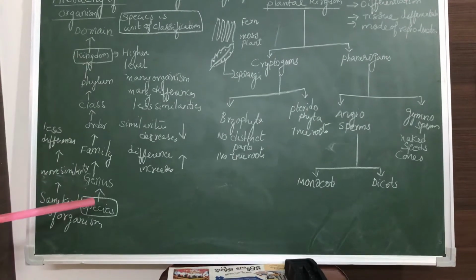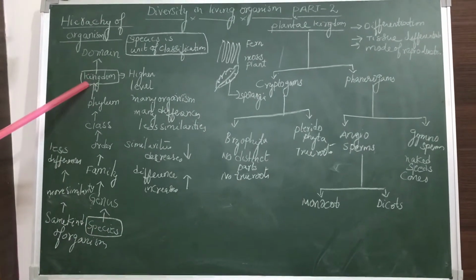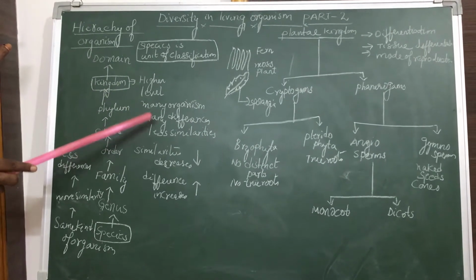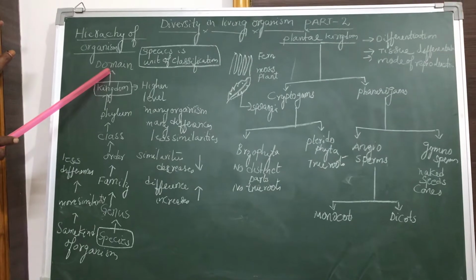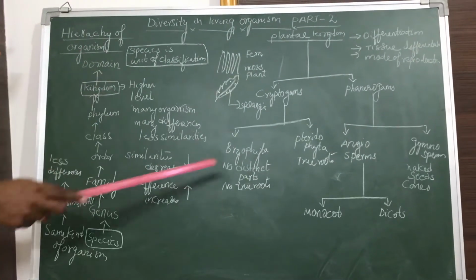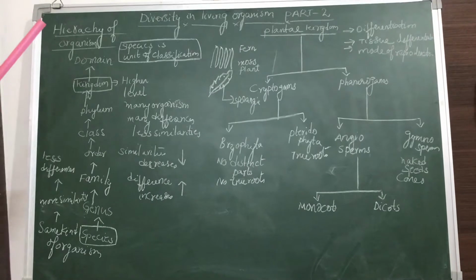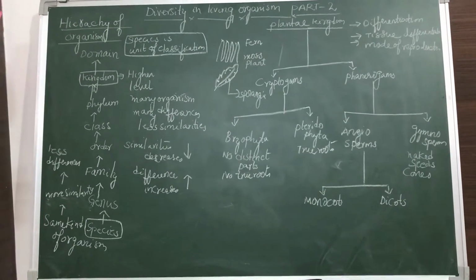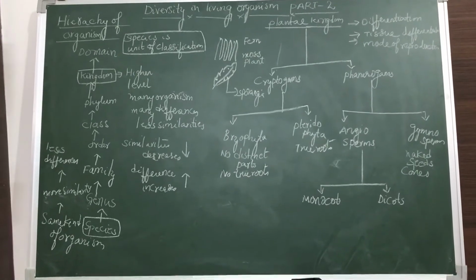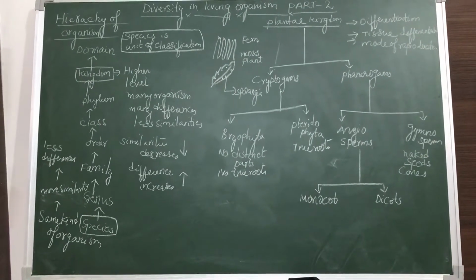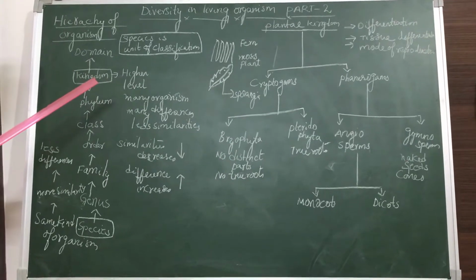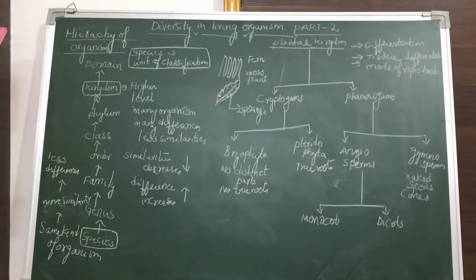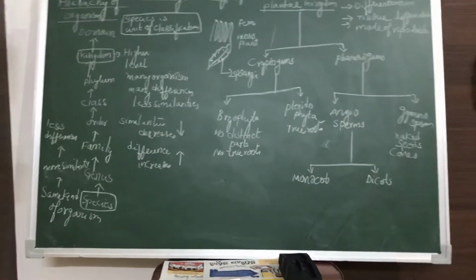When you look at this hierarchical order, at the domain or kingdom at a higher level, there are many organisms, many differences, less similarities. The organisms in the domain or kingdom are more in number, but they have a lot of differences between different animals. For example, tiger and human beings all come under the animal kingdom. There are many differences between them and the similarities are very few.